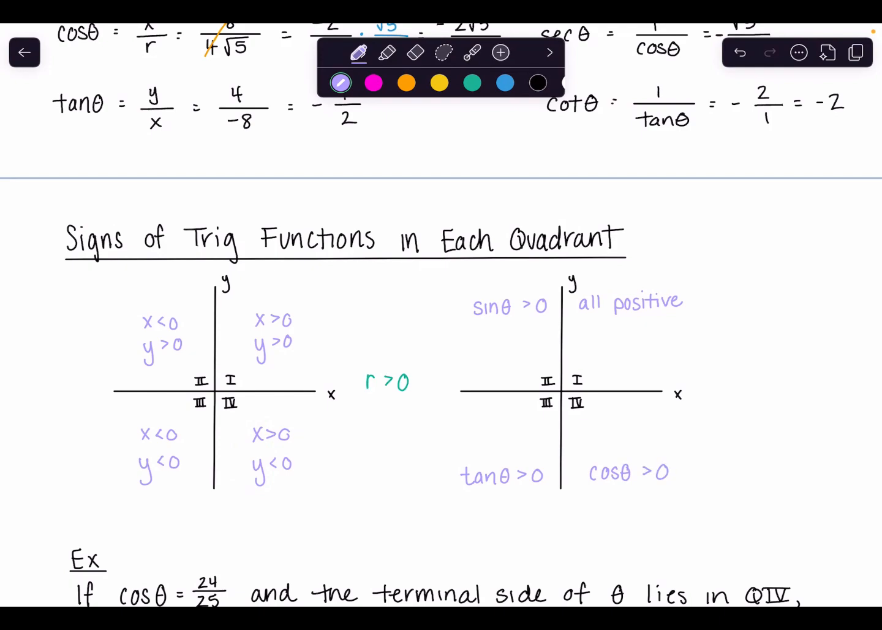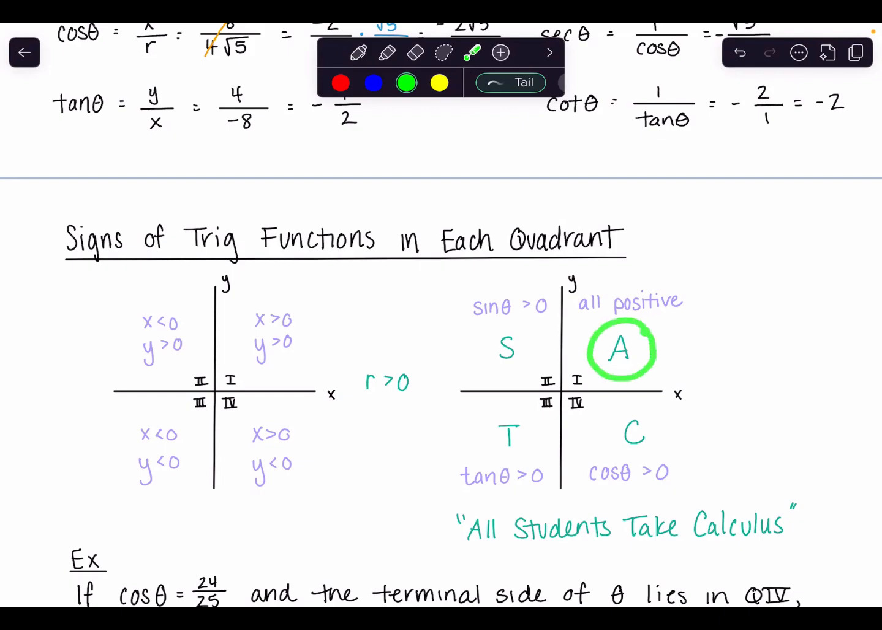Okay. So there's a little phrase to help you remember what the signs of each trig function are in each quadrant. It's All Students Take Calculus. You can come up with a different one if you want to help it make sense, but this is our most common one. So all are positive in quadrant 1. Sine is positive in quadrant 2. Tangent in quadrant 3, and cosine in quadrant 4. So all students take calculus. Okay?